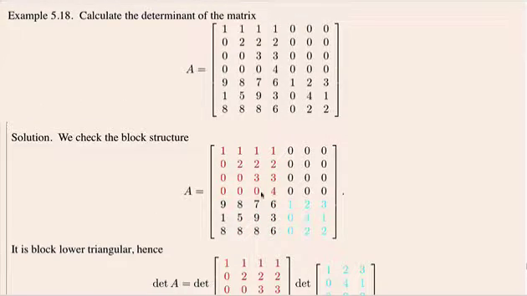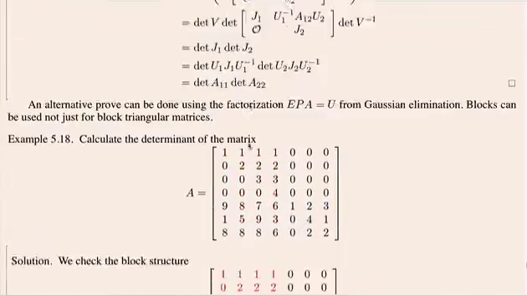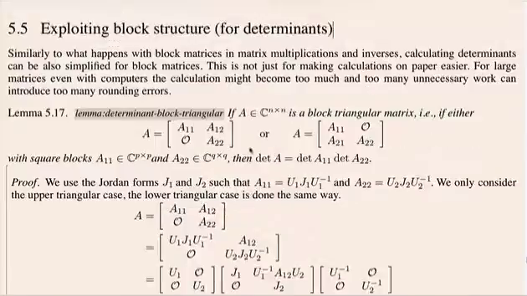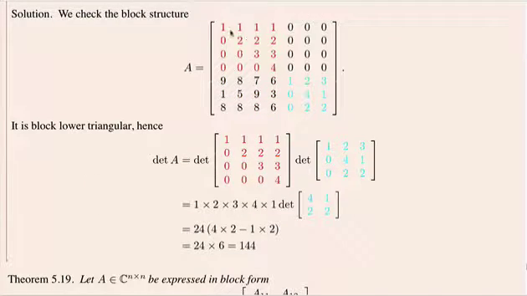So we can observe that if you split this up into blocks, this is actually a lower block triangular matrix. This is a diagonal block, this is a diagonal block, the red and the blue, and then we have a lower block. So according to this previous lemma, the determinant equals the product of the determinants of the diagonal blocks.